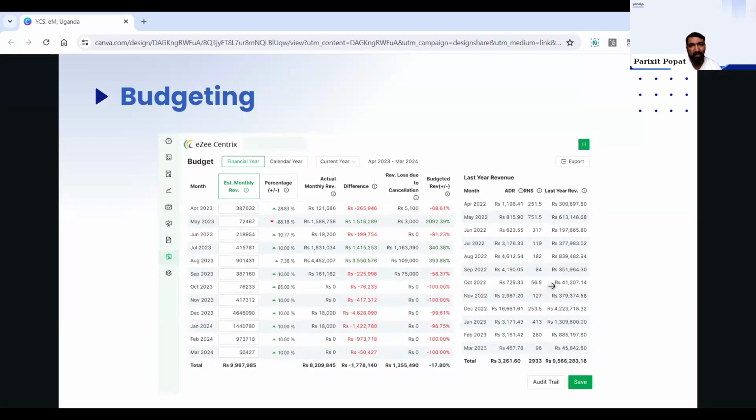You can see how ahead you are of your budget, how behind you are of your budget, and if you've lost any money due to cancellation. So revenue loss due to cancellation can also be tracked, and you can very effectively monitor and change your strategies to be able to achieve that number.